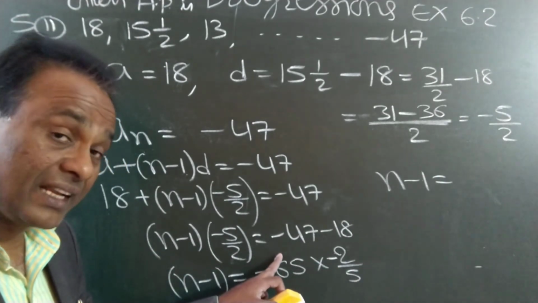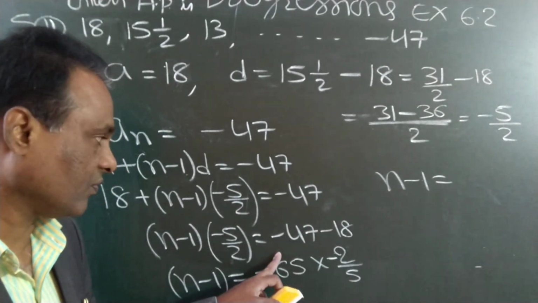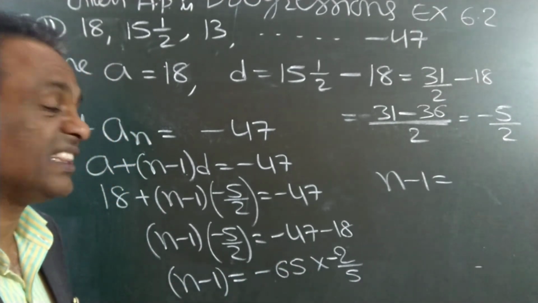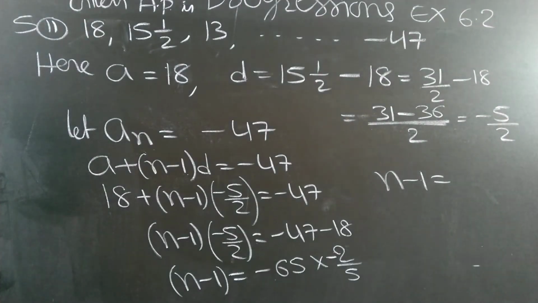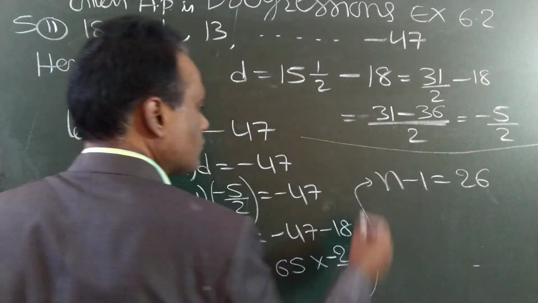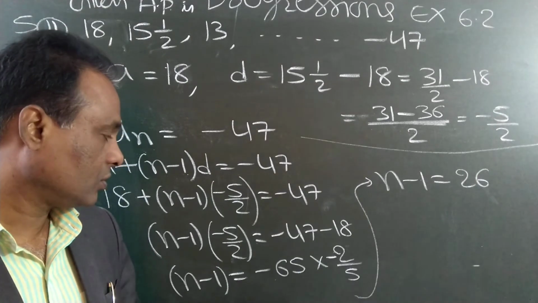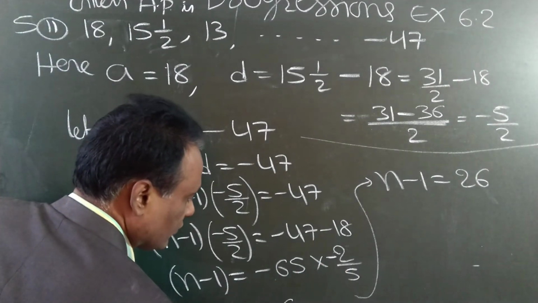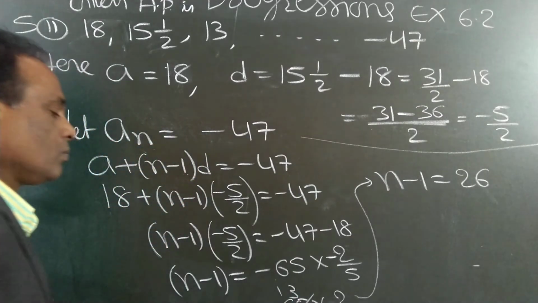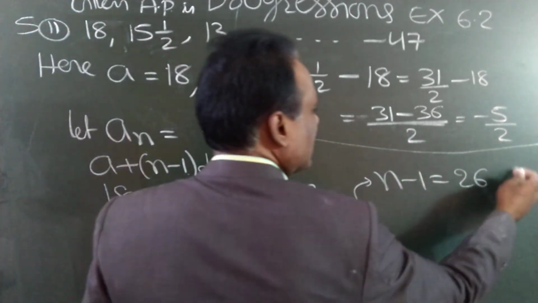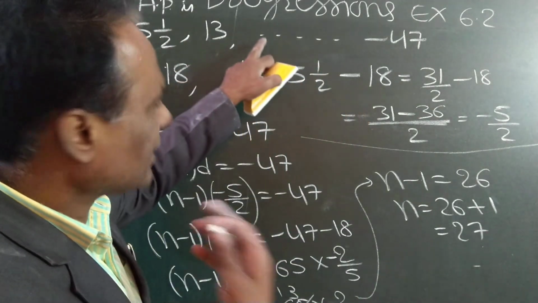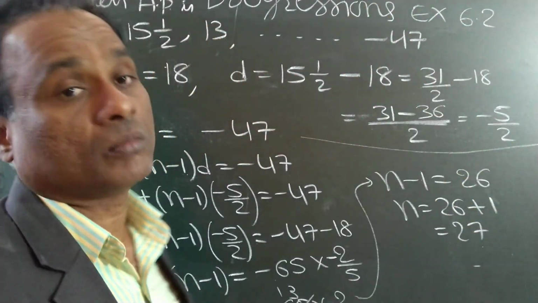5 ones are 5, 13 fives are 65. So 5 ones are 5, 13 times 2 is 26. Finally, it is 26. Minus into minus is plus, 65 into 2 by 5: 5 ones are 5, 13, 2 13s are 26. Minus 1 that side plus 1, 26 plus 1 is 27. That means if you write the next term, next term, next term, this will be the 27th term. It is the 27th term.